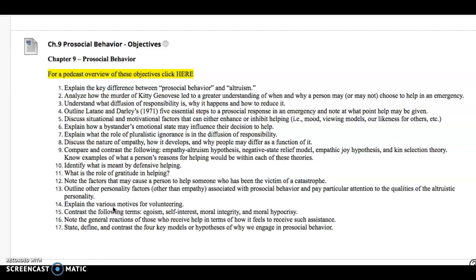What other types of things about a person, personality traits, are associated with prosocial behavior? And pay particular attention to the qualities of the altruistic personality. So someone who has an altruistic personality also tends to have certain qualities or certain traits about them. What are those? Explain the various motives people have for volunteering.